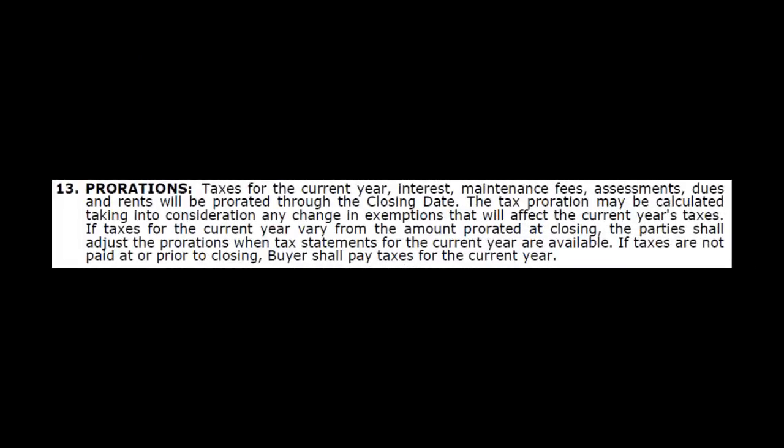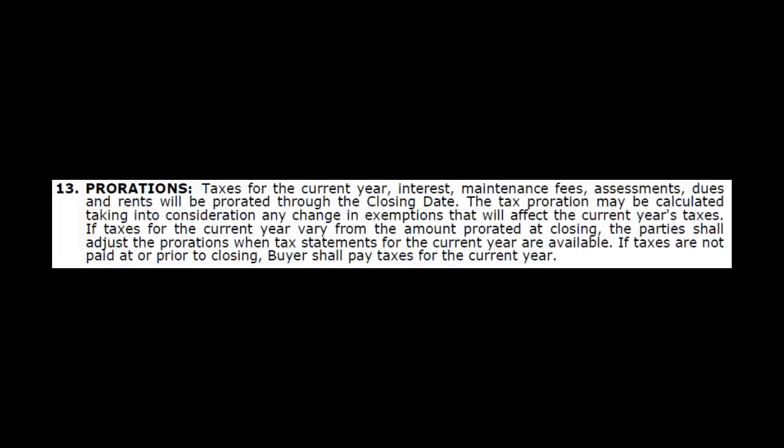Chapter 13, Prorations. This is just the only fair way to do it. This is saying that whatever expenses there are, they're just going to be paid by the party that incurred the expenses. So property taxes is the biggest sticking point here.